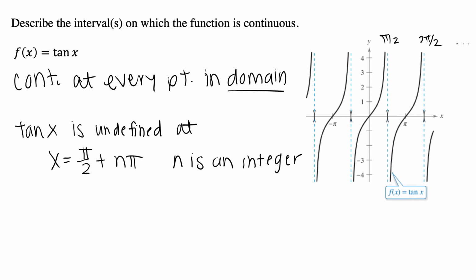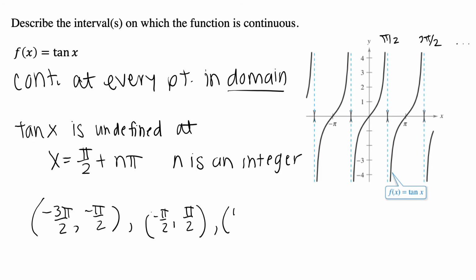So to write the intervals of continuity, we would say tangent of x is continuous on the open intervals from negative 3 pi over 2 until negative pi over 2, separated by those two asymptotes. Again, from negative pi over 2 to pi over 2. Again, from pi over 2 to 3 pi over 2, and so on. And that's actually going to go in both directions.